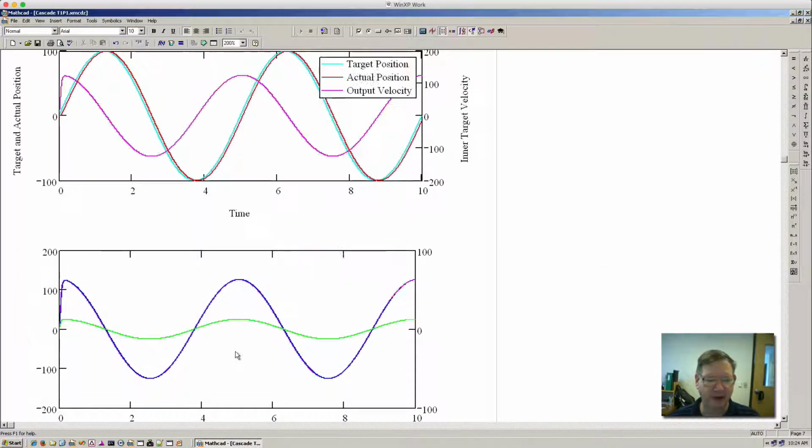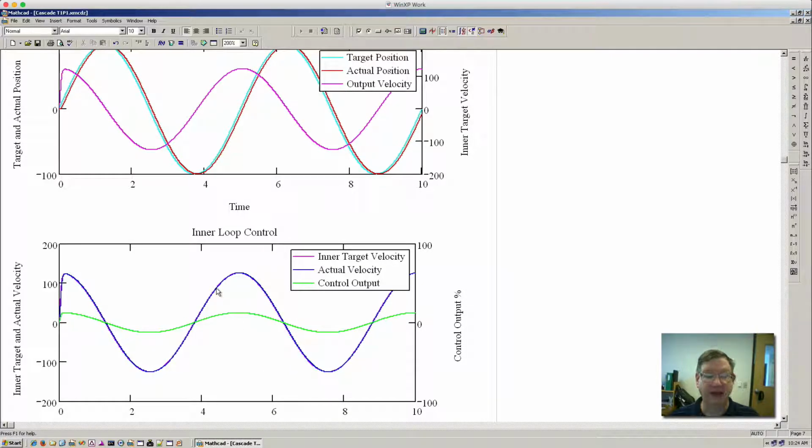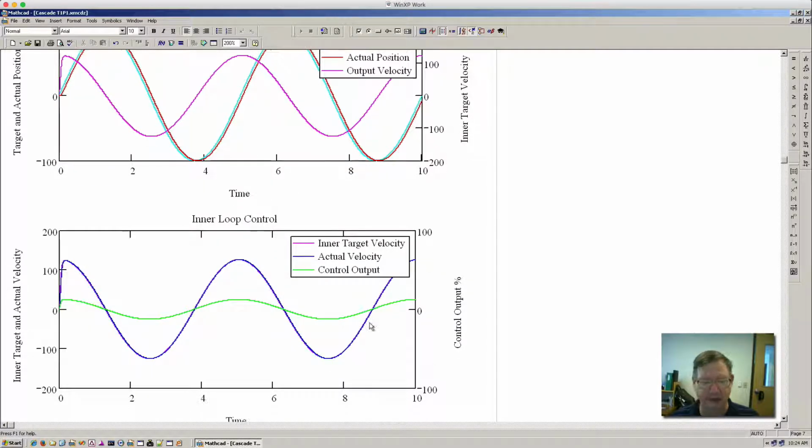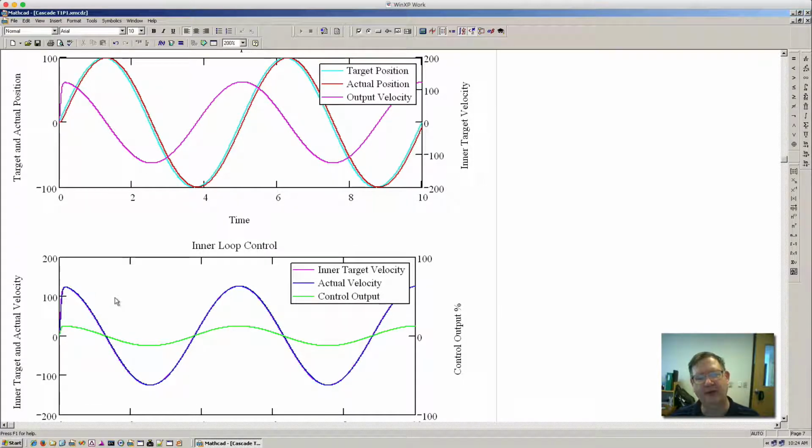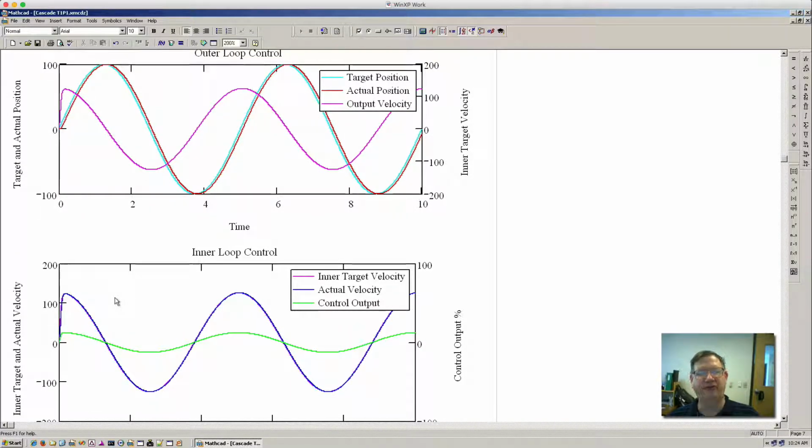And then here, this is the inner loop, and you can see that the inner loop is following the target velocity accurately, and this is the plus or minus 100%. Well, it's actually not going up to plus or minus 100% to follow this sine wave. And this little bobble at the very beginning is due to the fact that I start the position and velocity both at 0, whereas the derivative of the sine is the cosine, and that's going to be 1 at 0. In other words, it's non-zero at 0.